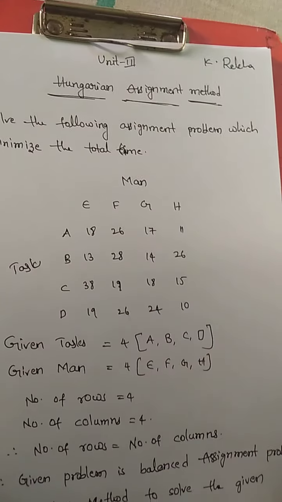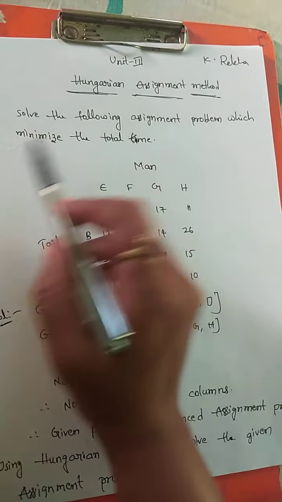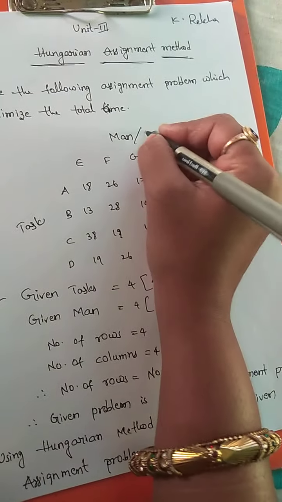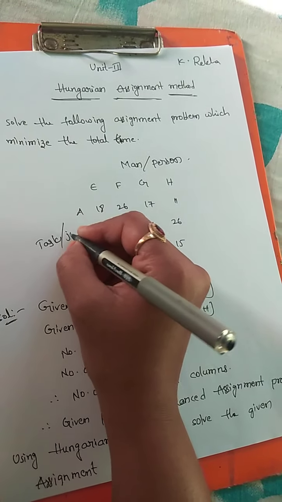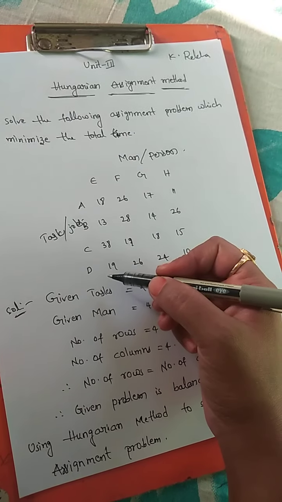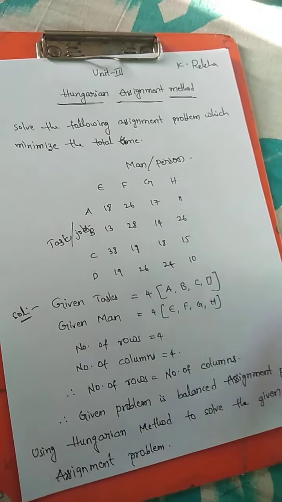Unit 3 next method is the Hungarian assignment method. Solve the following assignment problem which minimizes the total time. Men or persons, tasks or jobs. There are A, B, C, D as the jobs or tasks. E, F, G, H are the men or persons.